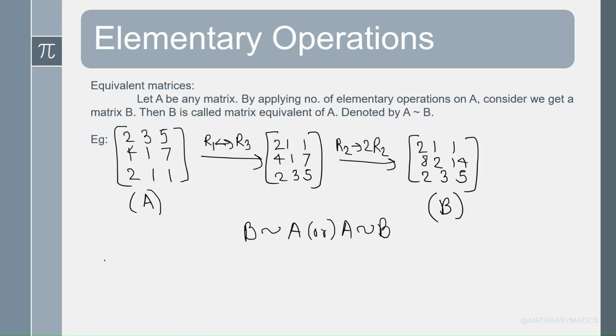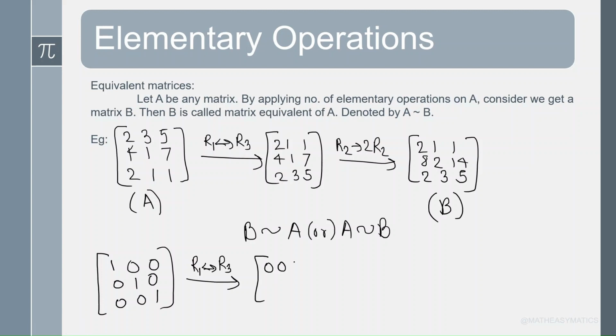Here, if we take an elementary matrix, let's take this operation and create an elementary matrix. As this is a 3 by 3 matrix, we will need a 3 by 3 identity matrix. We know that by performing single elementary operation on identity matrix, we get elementary matrix. So let's perform this operation. Here we get, say, this is E1.